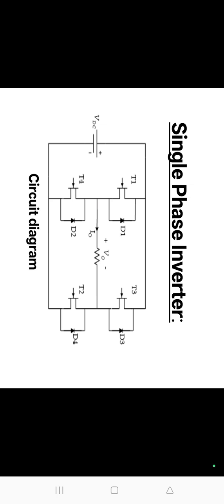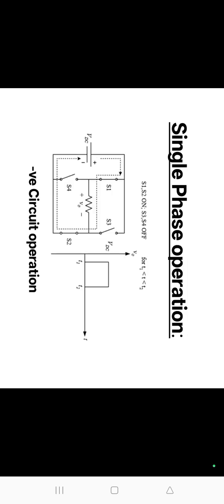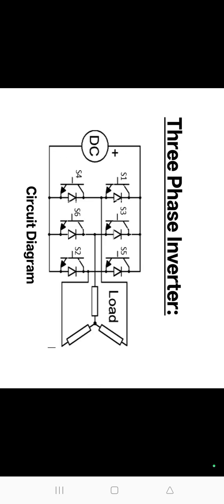Next one, the three-phase inverter. Three-phase inverters are used to supply three-phase loads. These three-phase loads can also be supplied by three separate single-phase inverters. The input to the three-phase bridge inverter is a DC supply, which is taken from a battery or from a rectifier. The three-phase inverter is also called the six-step bridge inverter.